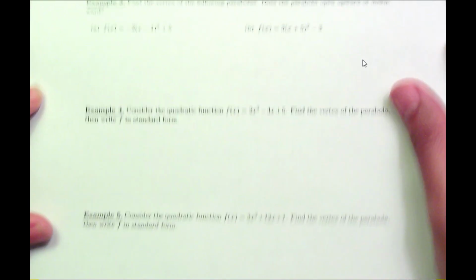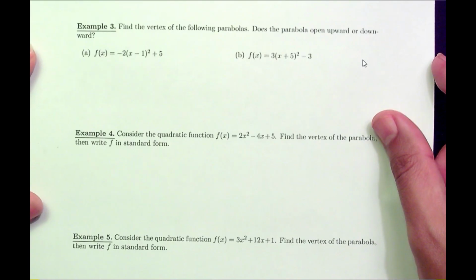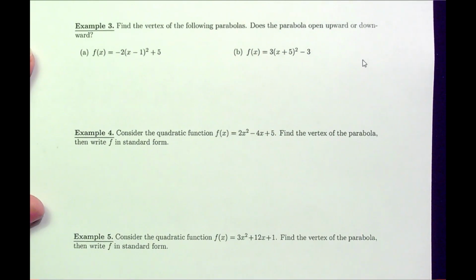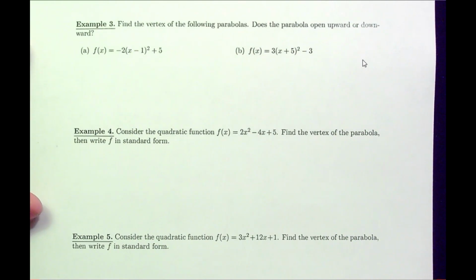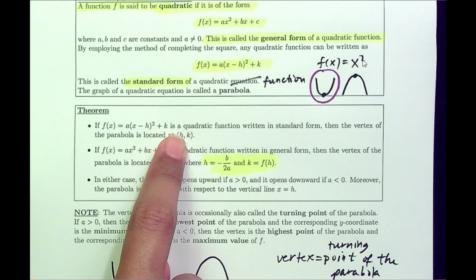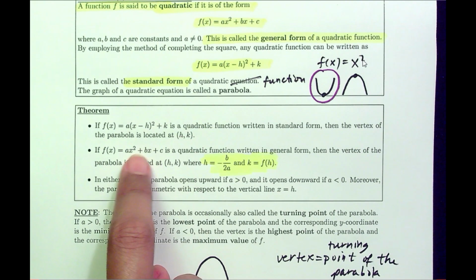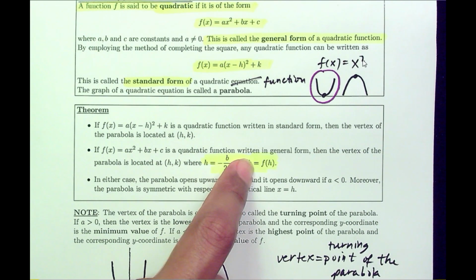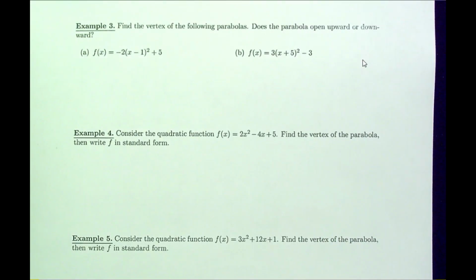All right, so here's the first example. Find the vertex of the following parabolas, and also say whether the parabola opens upward or downward. Okay, so this is the easy case where the function is already in standard form. So there's two ways you could have it. If it is like this, you can immediately tell what the vertex is. If it is not like that, but like this, then you have to work a little bit more and use these formulas. So we're going to start with the easy one.